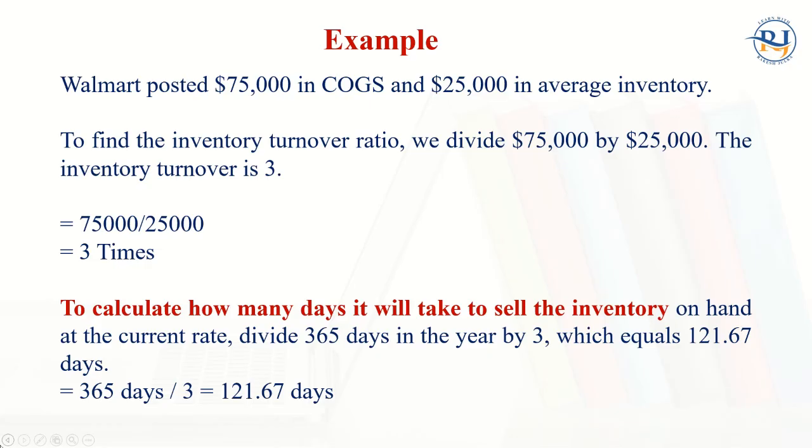To calculate how many days it will take to sell the inventory on hand at the current rate, there are 365 days in a year, we know that. So divide by 3, and it means 121.67 days, right? So it means how many days it will take to sell the inventory. It means they have taken 121 days to sell all the units.